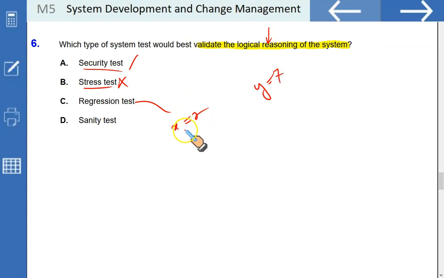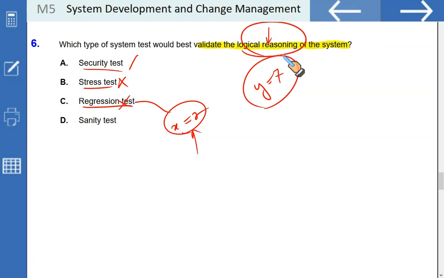So through regression testing, we can give predefined inputs to get a specific output that is expected, and then apply these cases to a new system with new functionality to determine any variation in the system's performance. This is again not what we're looking for. We're looking for logical reasoning.